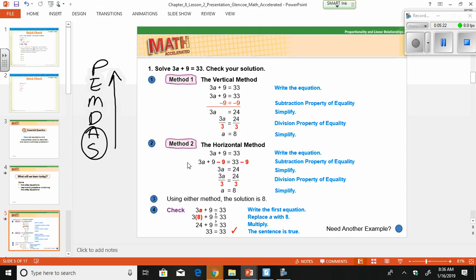Method 2 just has your subtract 9 instead of having it under the 9, they put it right next to it. And then checking your answer. We take our answer of 8, and we plug it back into the original equation. 3 times 8 plus 9 equals 33. So then 3 times 8 is 24. 24 plus 9 is 33, so we know that we have the correct answer.